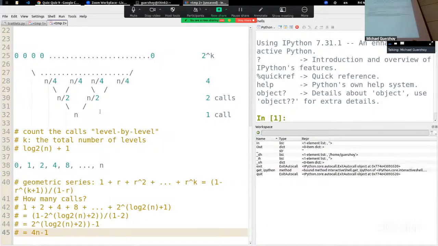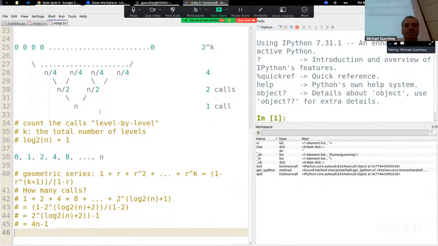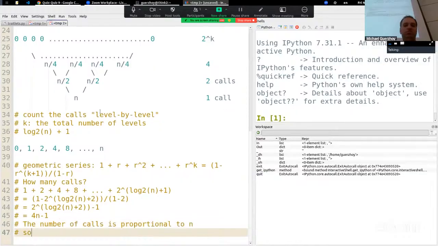Make sense? Questions? Was that too fast or is that okay? Seeing no objections. So that works out to 4n. So that means that the number of poles is proportional to n. So the slow power function runs in O of n time.